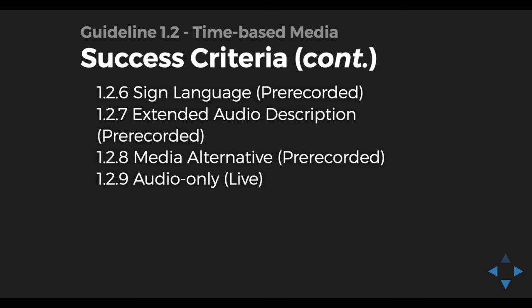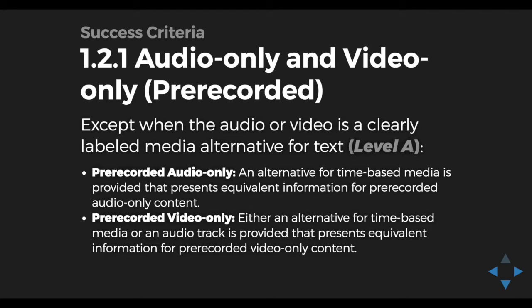So media alternative pre-recorded, audio only live. So audio only and video only pre-recorded, except when, and mind you, I had to reread this stuff three or four times to think, wait, I misunderstood what this really meant. Except for when the audio or video is clearly labeled media alternative for text. Pre-recorded audio only. An alternative for the time-based media is provided that presents equivalent information for pre-recorded audio only content.